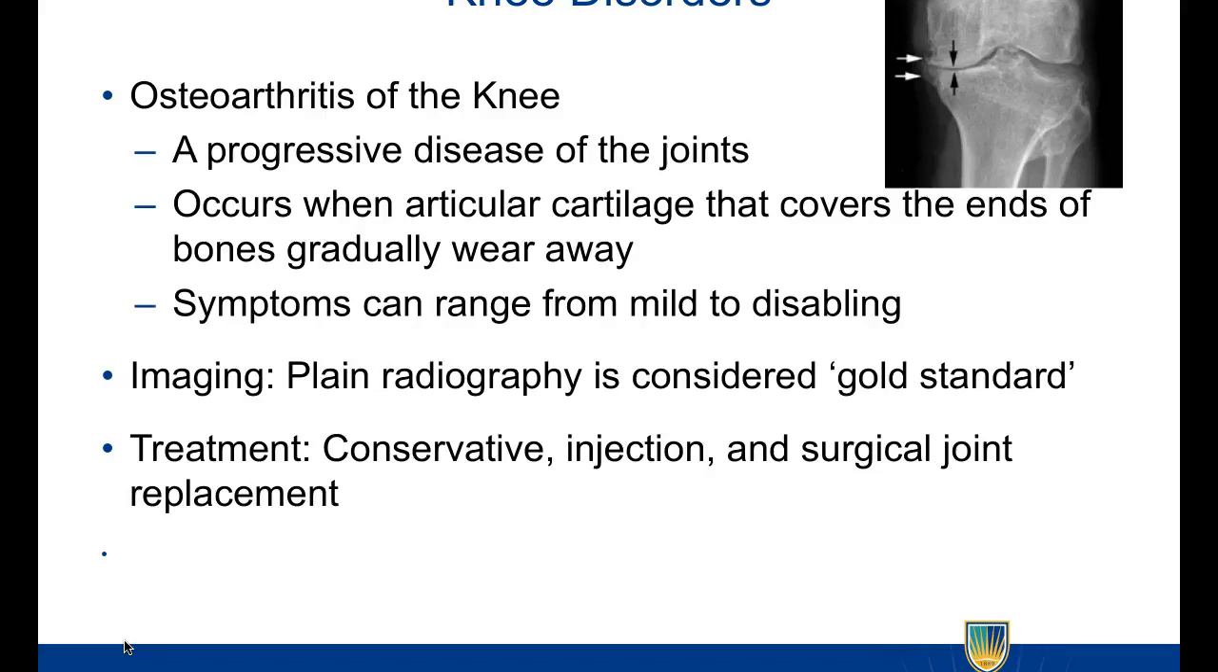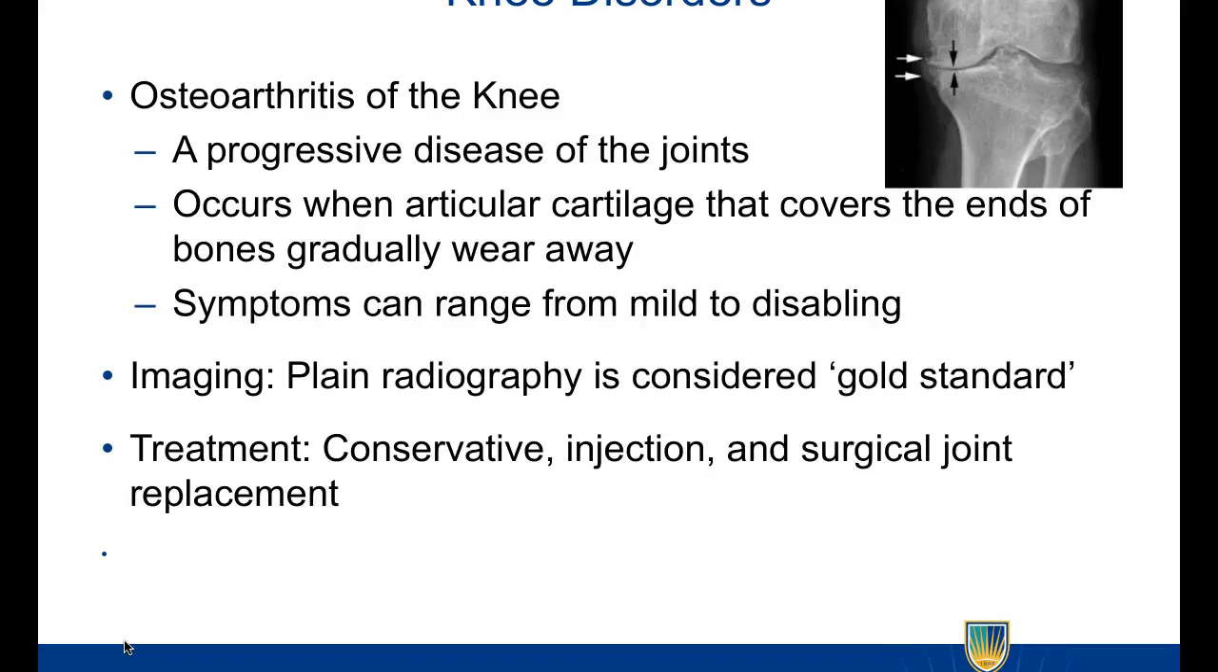OA can affect any joint in the body, and symptoms can range from mild to disabling. OA of the knee is the most common and is characterized by recurrent knee pain that worsens with activity. It may also be associated with crepitus and knee instability.